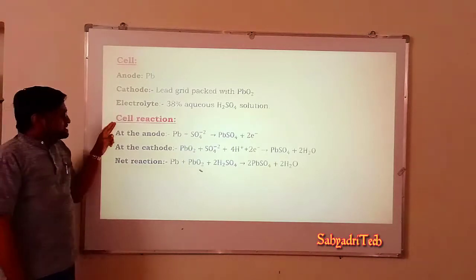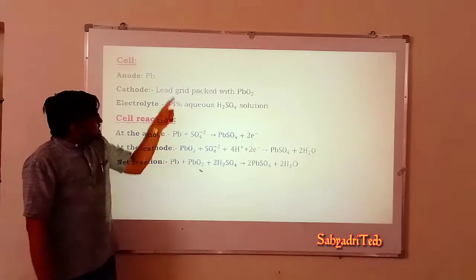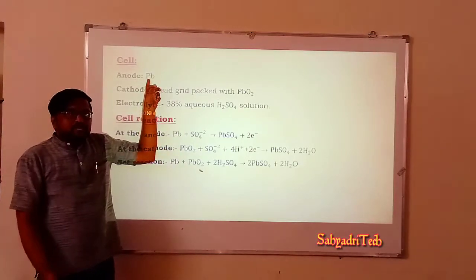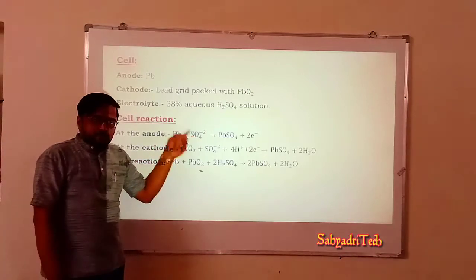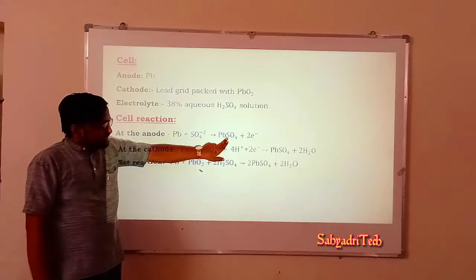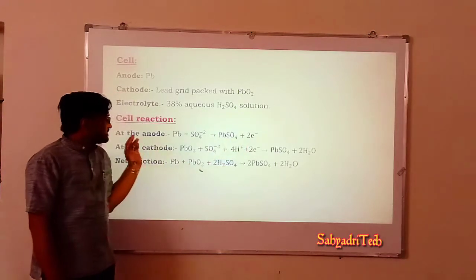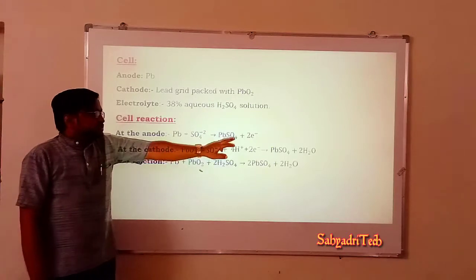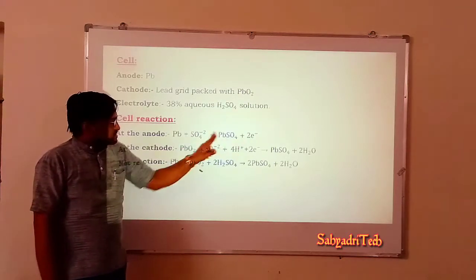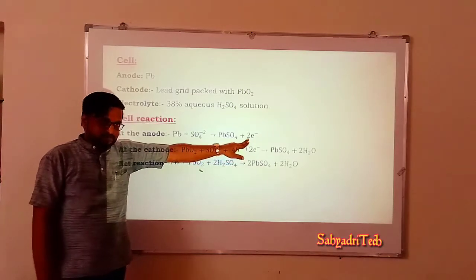Well, coming to the cell reaction. At anode, lead atoms undergo oxidation. It means the lead combines with the sulfate ions of the electrolyte, gives rise to lead sulfate, and two electrons will be liberated. So overall, at anode, lead atoms undergo oxidation to give electrons. Lead is converted into lead sulfate and gives rise to two electrons.